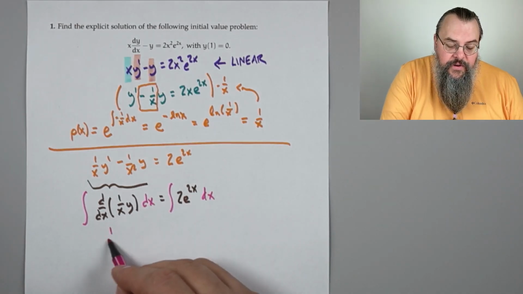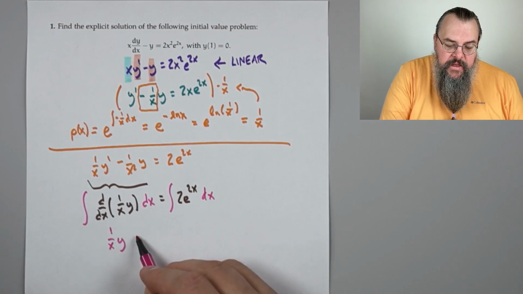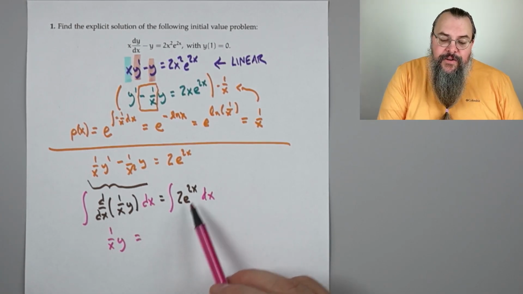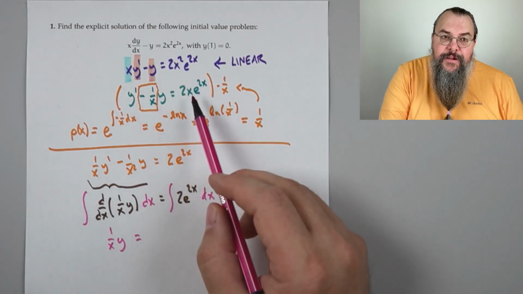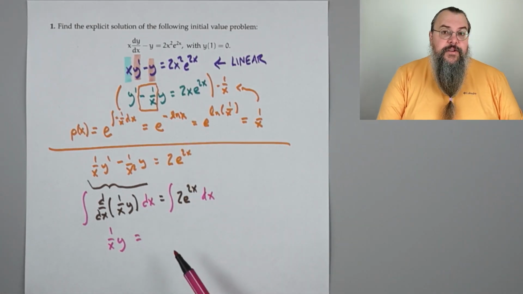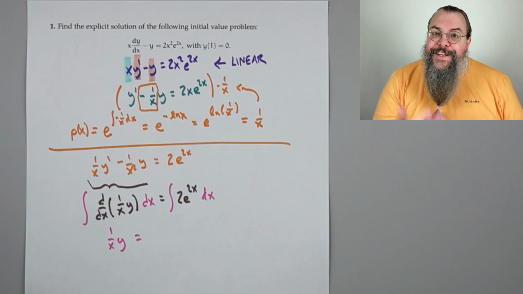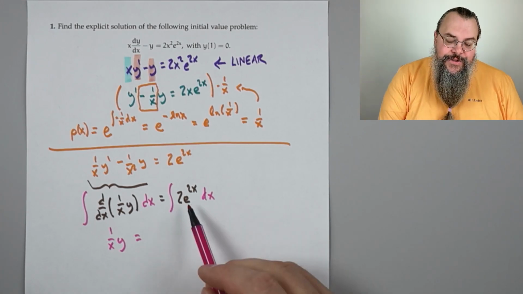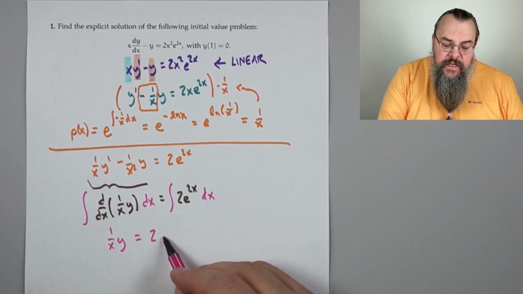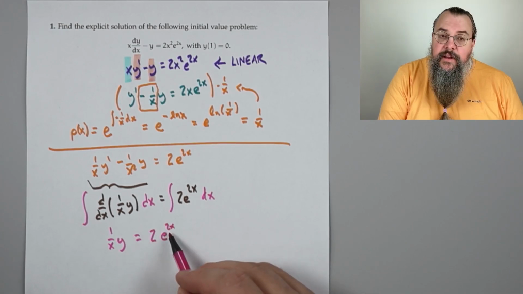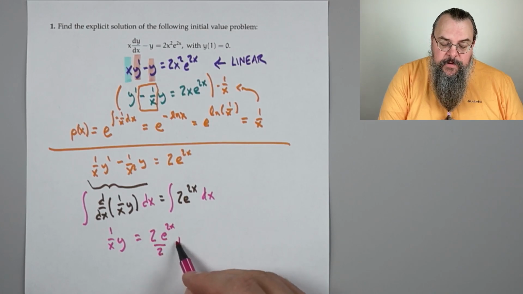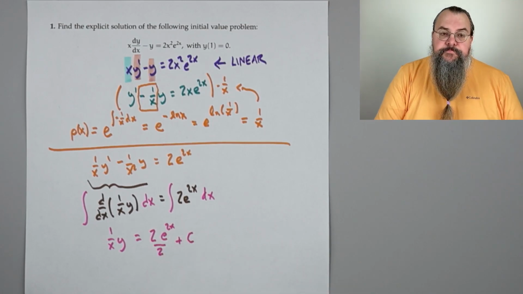So 1 over x times y is, well, now we have to integrate this part. And this is a nice integral. See, it looked terrible, then a little less terrible, and now it's not so bad. So the integral, the 2 comes out, and then we'll have e to the 2x. But then we have to compensate for that 2 upstairs, so we divide by 2. And then don't forget a plus c.